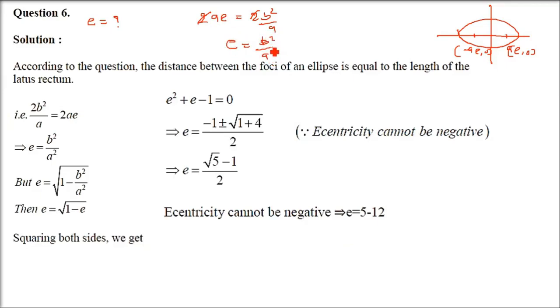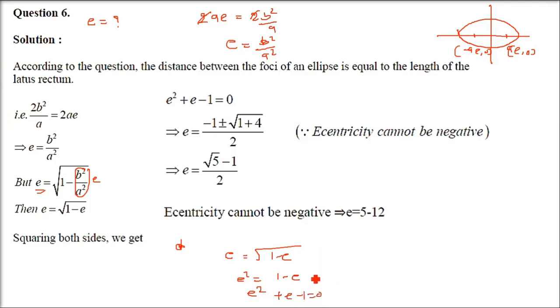Now this we are going to use in the eccentricity equation. e equals under root 1 minus b square by a square. In place of b square by a square, I am putting E. So e equals under root 1 minus E. So e square equals 1 minus E, and just make it as a quadratic equation: e square plus e minus 1 equals 0.